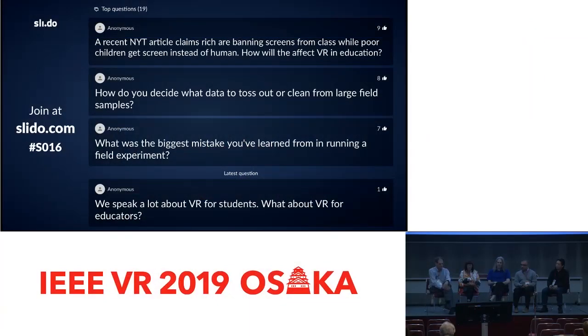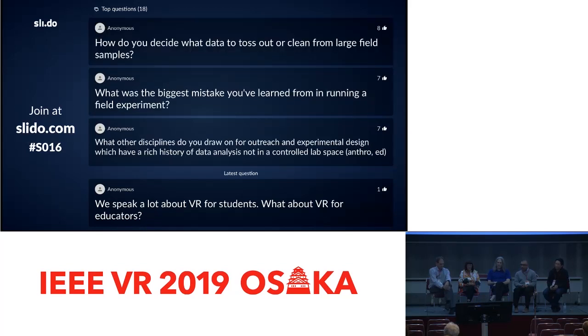Let's jump to this really difficult question: how do you decide what data to toss out or clean from large field samples? I've got this problem right now with the data I've collected with the VR school project, which is quite a lot of data on quite a lot of kids, and also with the control group. So we're sifting through this now.